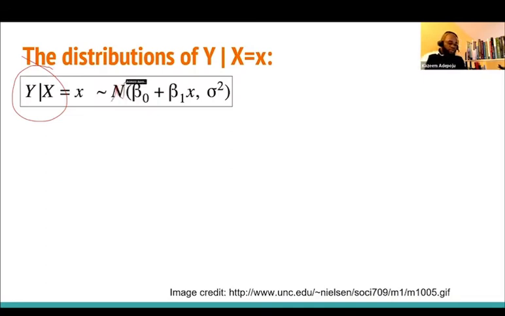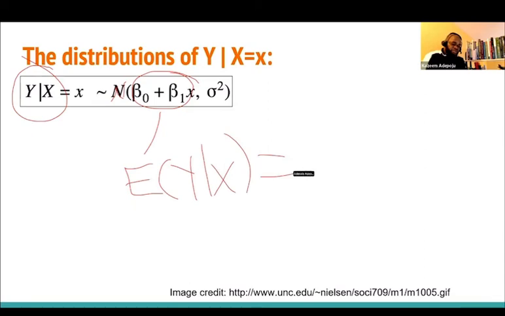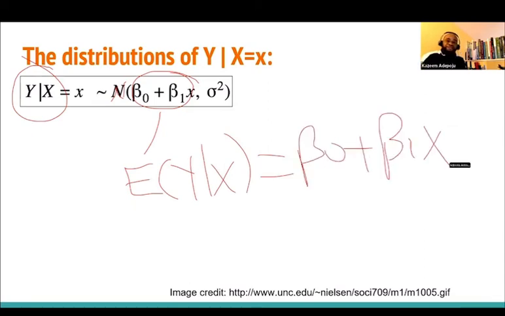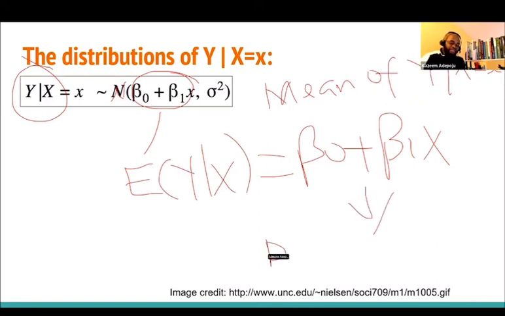What is the mean? What do I call the mean right now? This is the expected value of y given x equal to what? Beta naught plus beta 1 x. That's what I call the mean. The mean of y given x equal to that, on average. That's what we're trying to talk about. And that mean represents the deterministic part of a linear regression model. I'm going to say that again. That mean represents the deterministic part of a linear regression model.